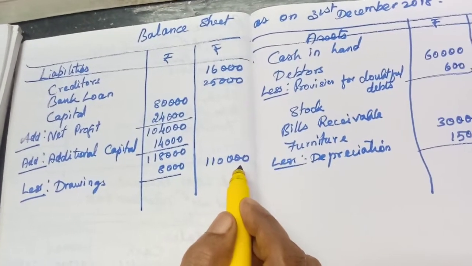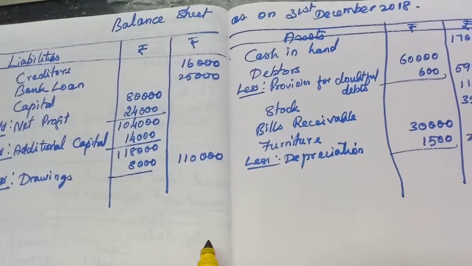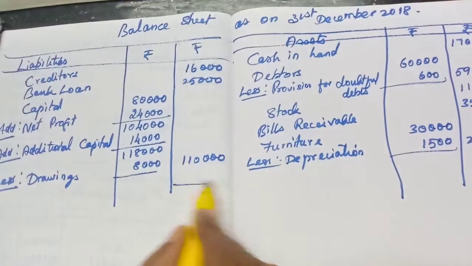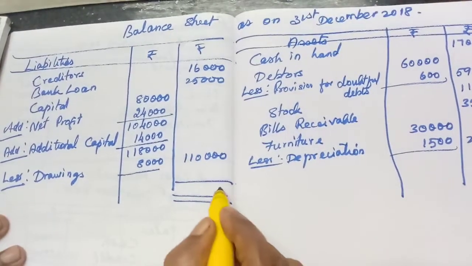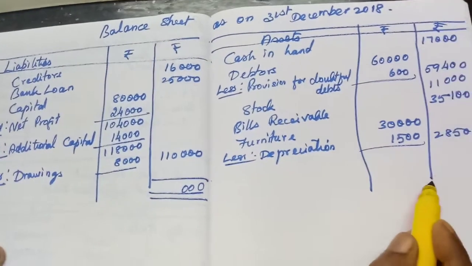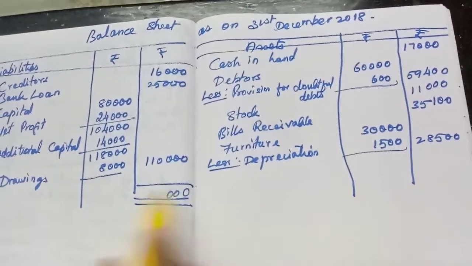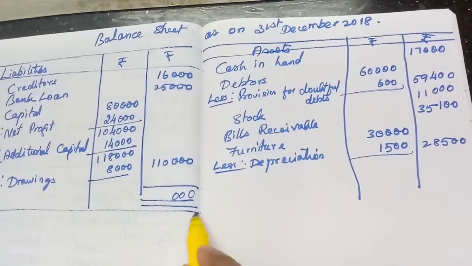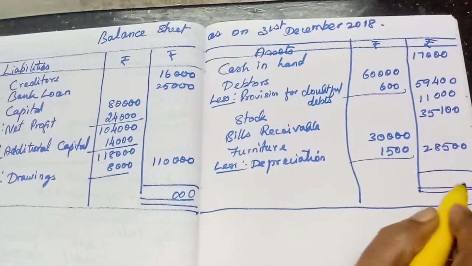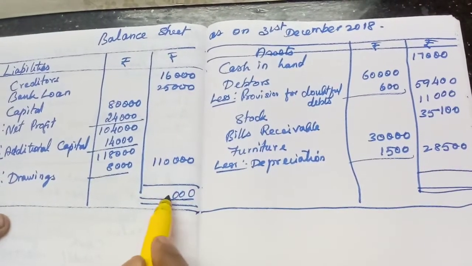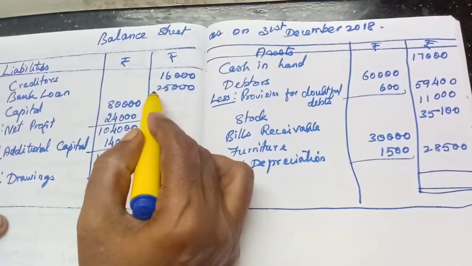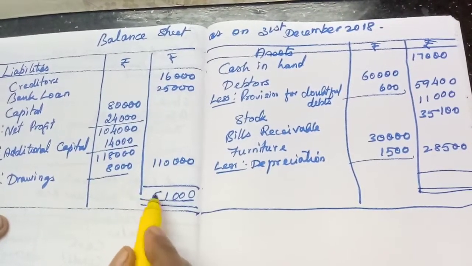1,10,000. Now we will add. I think we have written all the items. Now we will add and check whether we have got the same amount. It will tally. These two sides get the same amount. That is called balance sheet got tallied. That is what we say, whether it is tallied. Okay. Now we will add and see. Check.